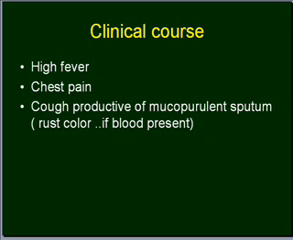So this is a very important clinical point for the diagnosis of lobar pneumonia: a sputum which is rust in color because it contains RBC and some hemosiderin pigments. The patient will have a very high rise of temperature and extreme, severe chest pain. So this is what lobar pneumonia looks like.